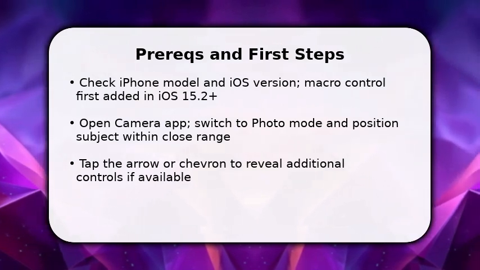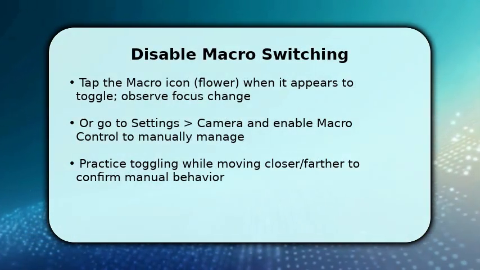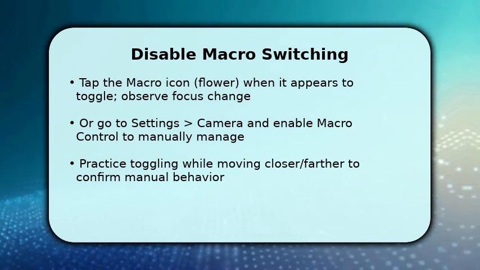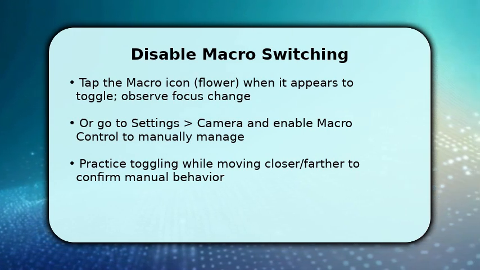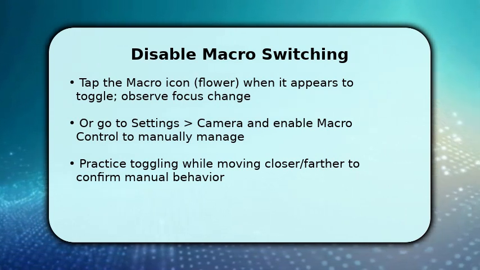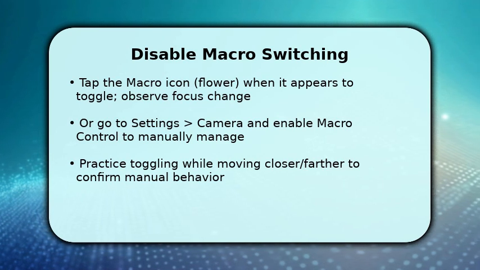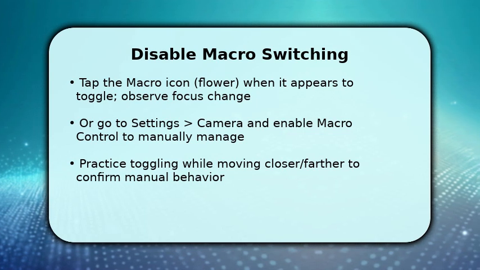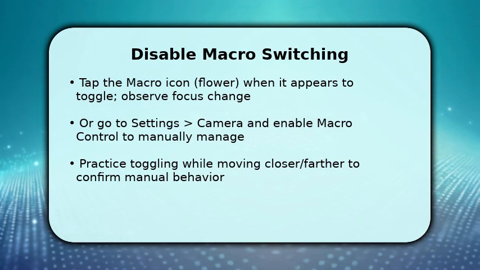Next, disable automatic macro switching by using the macro icon in Camera. Tap the flower symbol to force it off. You'll notice the focus and exposure stabilize differently. If the icon doesn't appear, open Settings, choose Camera, and enable macro control so the icon shows in the app. Then practice. Move toward and away from the subject while tapping the icon to keep macro off. This gives you predictable focus and avoids sudden close focus changes.